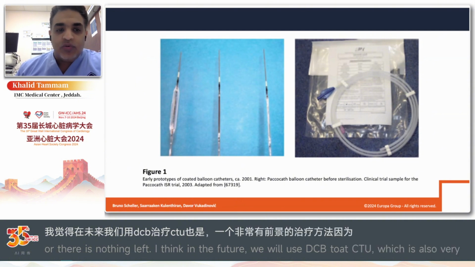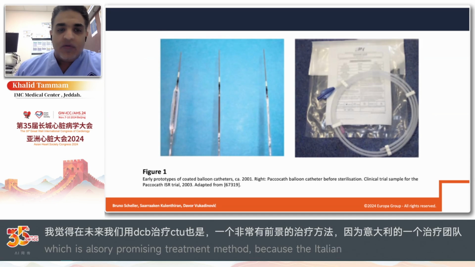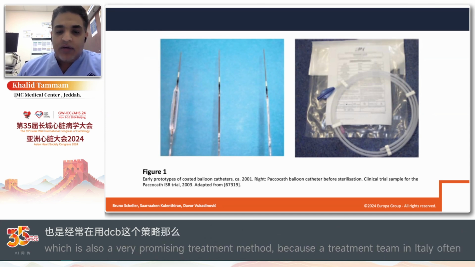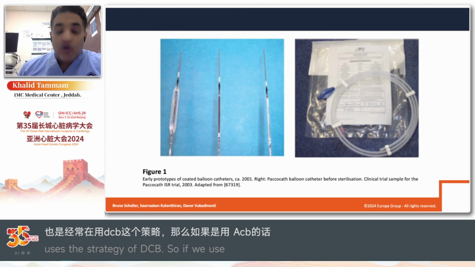Colombo and the Italian team have been aggressively progressing this field when they start to do PCI without any stent, without putting any metal, and avoiding this prolonged or long stent implantation in the artery.